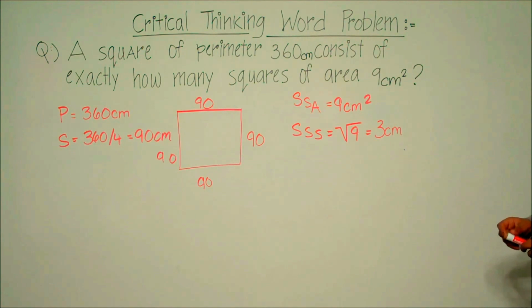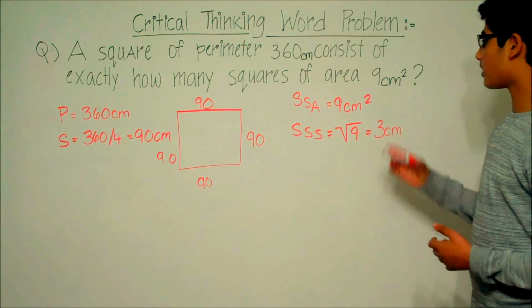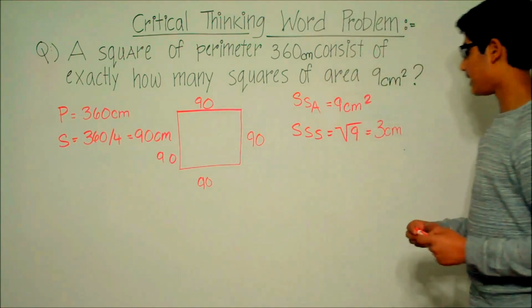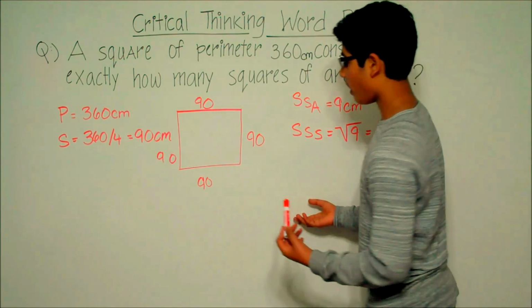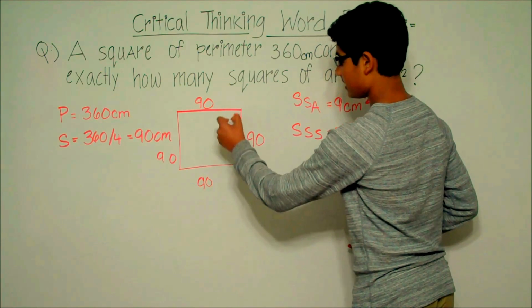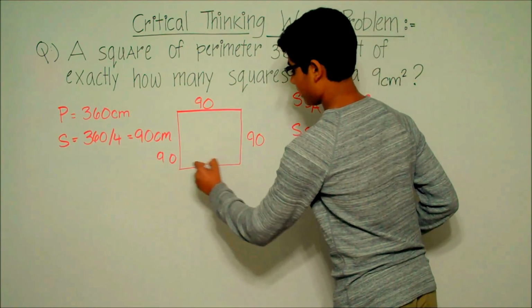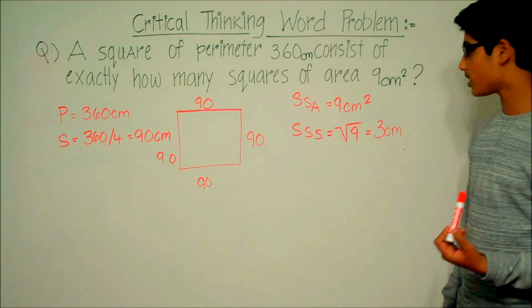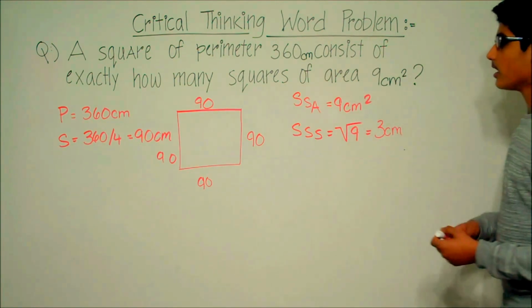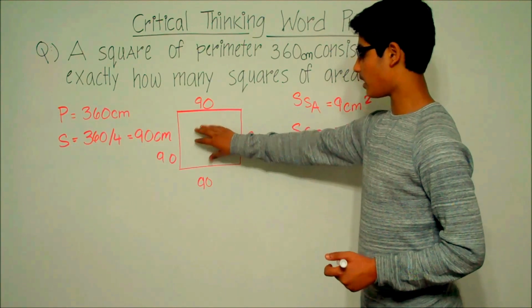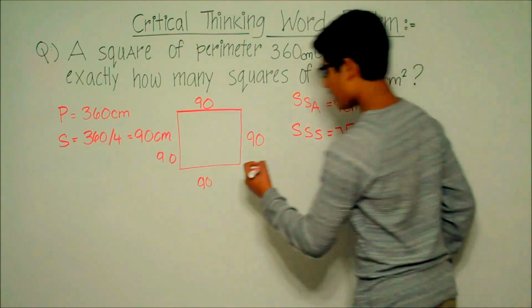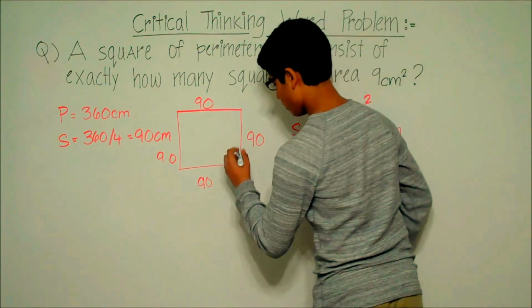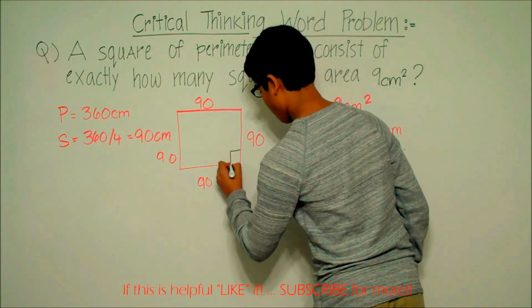3 centimeters. Now to find out how many squares of area 9 centimeters squared can fit in this large square, we need to see how many of the smaller squares can fit on this side and how many can fit on this side. Then we multiply them to get the number of small squares of area 9 centimeters squared that can fit in this large square. So let's say that this is our small square.